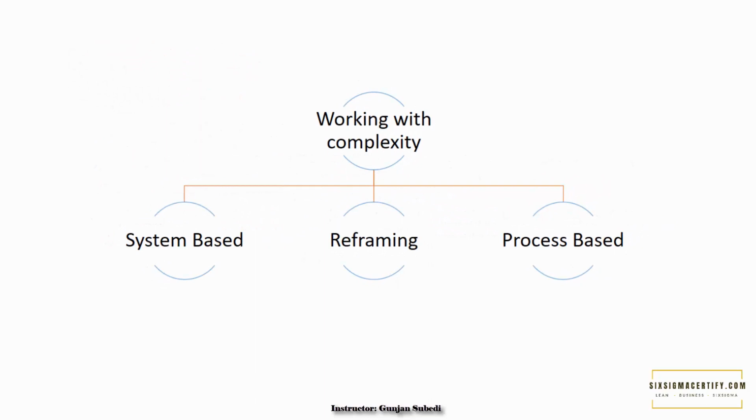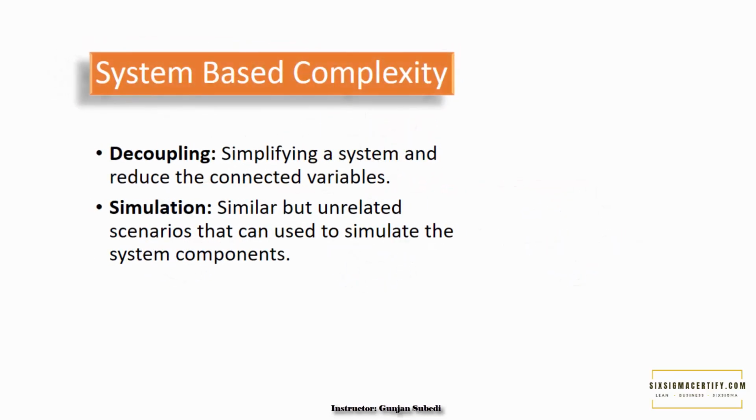So we can work with complexity in multiple ways, such as system-based complexity, complexity reframing, and process-based complexity. First of all, let's start with system-based complexity. Let's learn two terms, decoupling and simulation. Decoupling simply means simplifying a system and reducing the connected variables. With decoupling, we know how a small part of the system can work on its own. Simulation means similar but unrelated scenarios that can be used to simulate the system components.